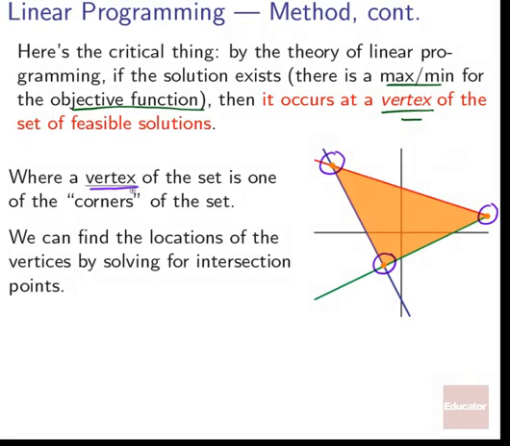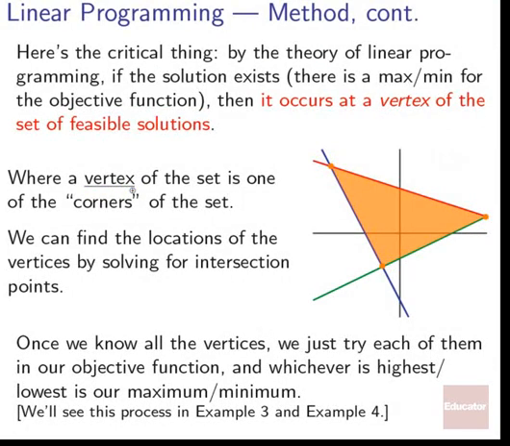Now we can find the locations of the vertices by solving for intersection points, right? We can see where the red line intersects the blue line, where the green line intersects the blue line, and where the green line intersects the red line. We're just using what we learned from systems of linear equations to figure out where two lines intersect each other, so we can figure out where these vertices are located.